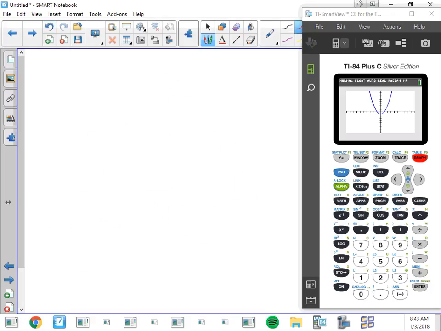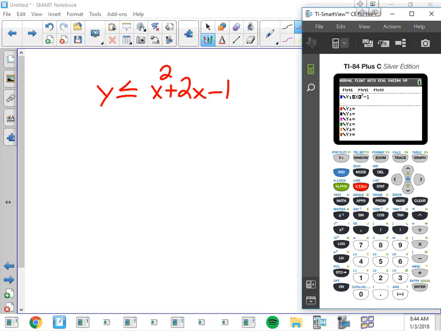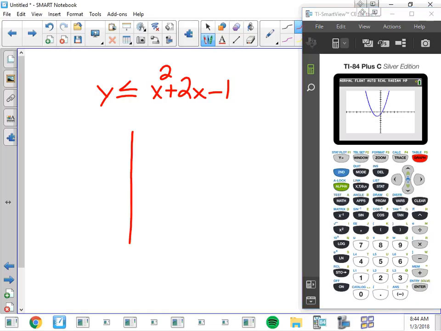Okay. What if I had y is less than or equal to x squared plus 2x minus 1? Well, I need to plug that into my calculator. X squared plus 2x minus 1. Oh, that's not going to work. Graph it. I draw the graph. Is this going to be a solid line or a dotted line? How do we know? Equal to is solid, not equal to is dotted. So we end up with this.